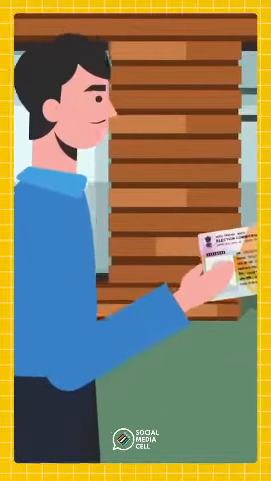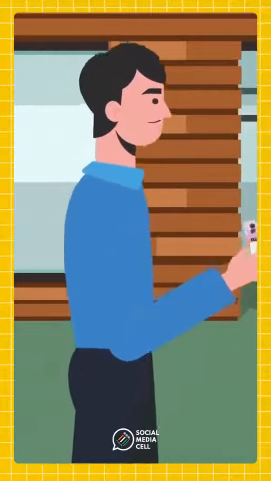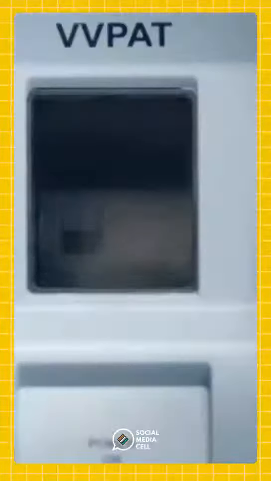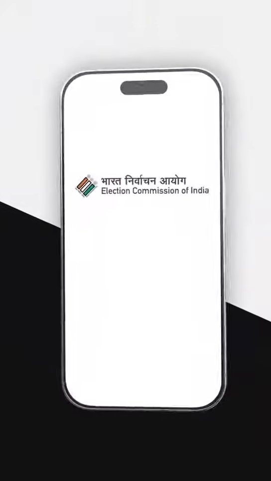Now, on the election day, head to the polling booth assigned to you. Make sure to bring your voter slip or any of the 12 alternative IDs. Now, it's time to cast your vote. Mark your calendar and make sure to voice your choice in the upcoming elections.